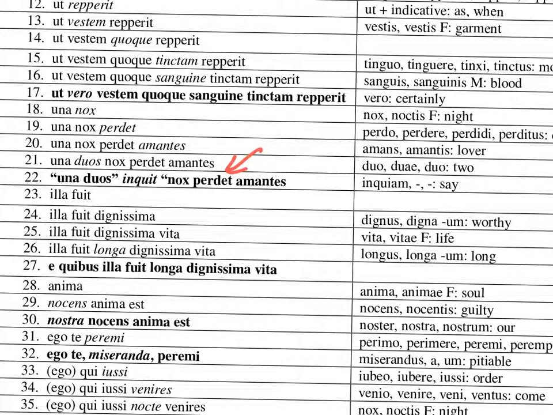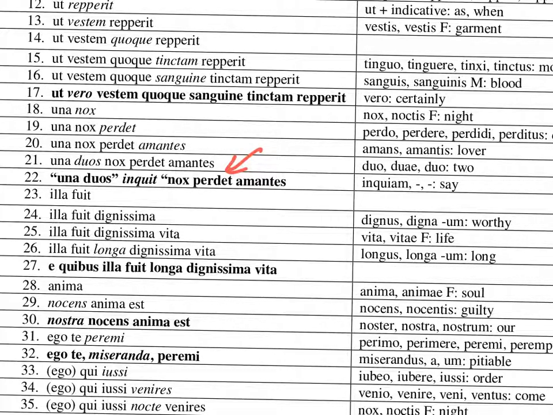Guys, if you were going to take a grammar quiz on this line, and I said, what case is longa? Ablative, because it's talking about the life. Okay, 27. Equibus illa fuit longa dignissima vita. Go ahead, Patrick. Is it from which she was very worthy of a long life? Yes, and what they mean by the from which, equibus, it goes back to the duos, the duos amantes in 22. One night will destroy the 2 lovers, out of whom she was the most worthy of a long life.